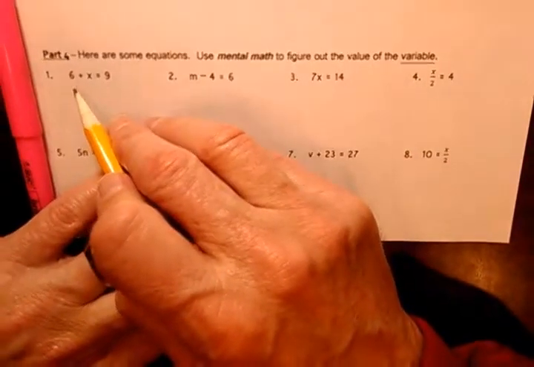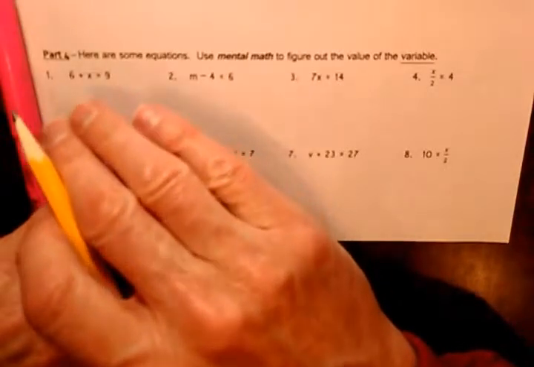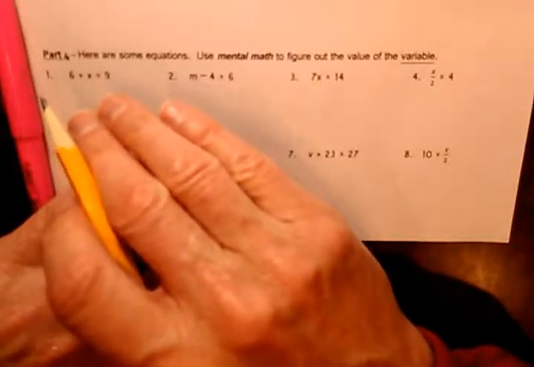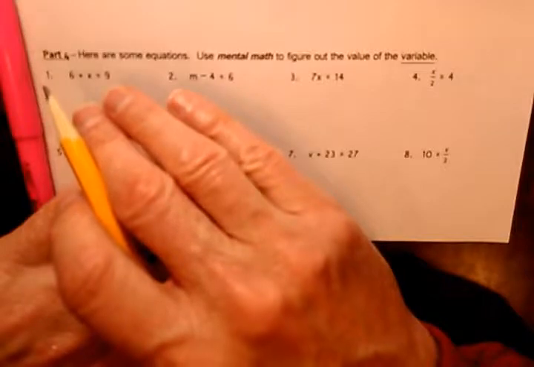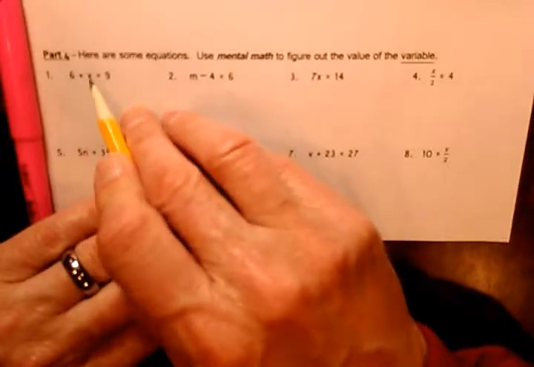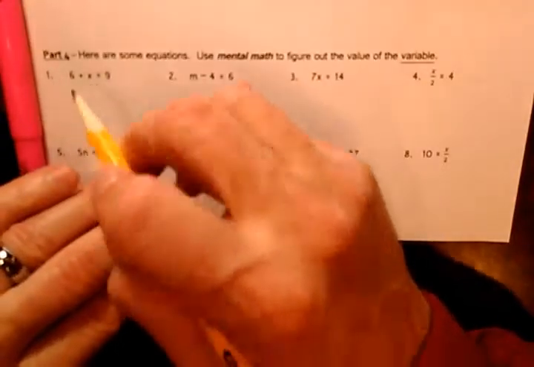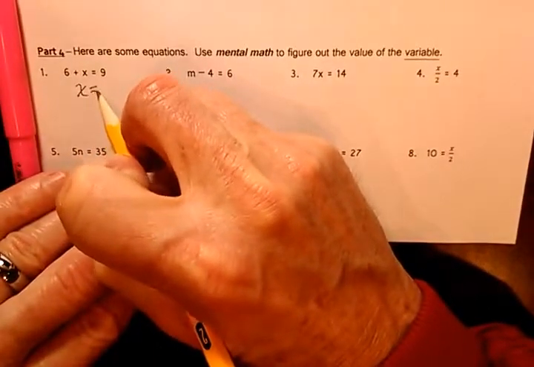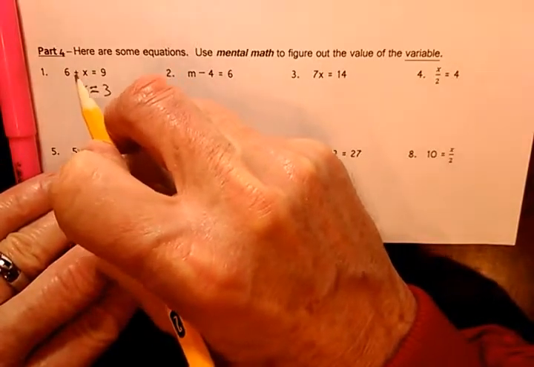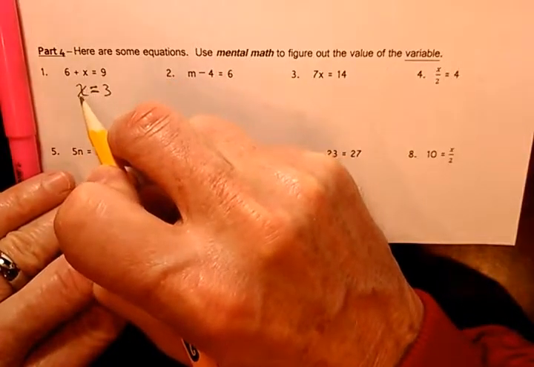So for number 1, it says 6 plus x equals 9. Okay, so 6 plus x equals 9. What number adds with 6 to make 9? So 6 plus 1, so 7, 8, 9. Yeah, so x equals 3. So we just write x equals 3 because we're trying to find out what the value of the variable is, not the value of the whole thing. We already know the value of the whole expression equals 9. We just want to know what the value of that letter is.